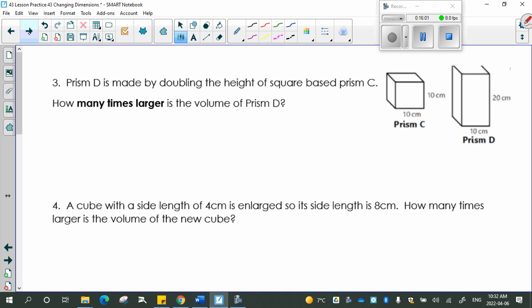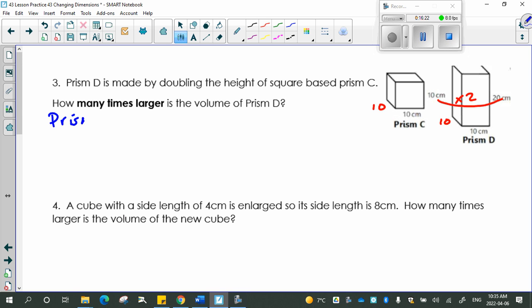All right. Prism D is made by doubling the height of square-based prism C. So they show them both to you. So all we did was double the height. It wants to know how many times larger is the volume of prism D. So I'm going to pause it.